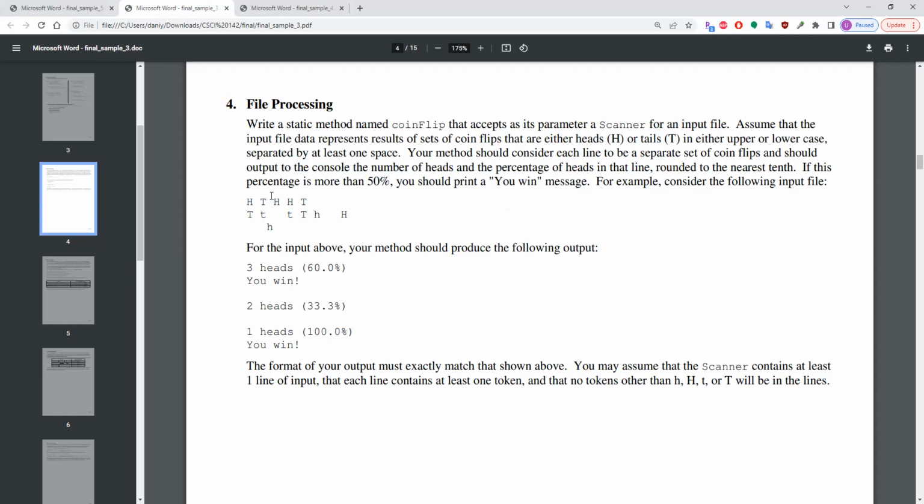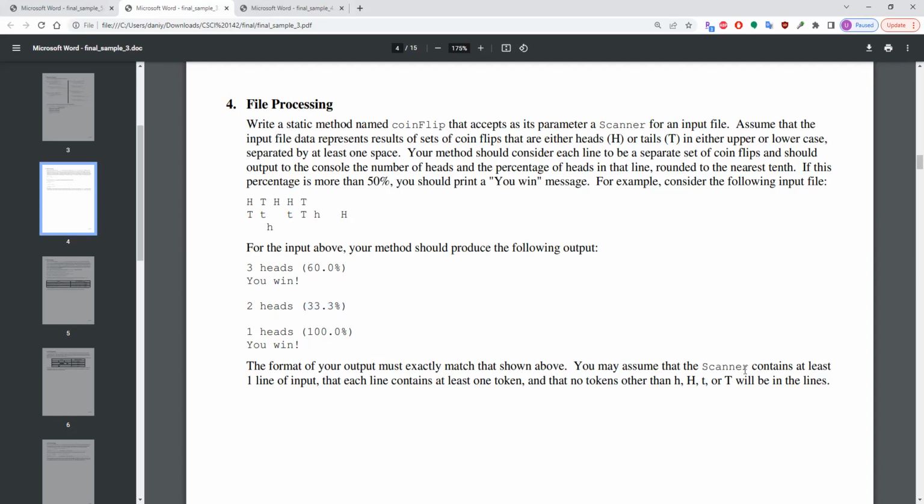The second one has a head and tail combination. The third one has a head and tail combination. The second line has more tails. So that's why the percentage is 33%. Depending on how many heads and how many tails, it's how many flips you make of that coin. The format of your output must exactly match that shown above.